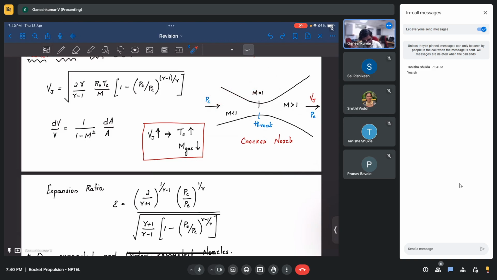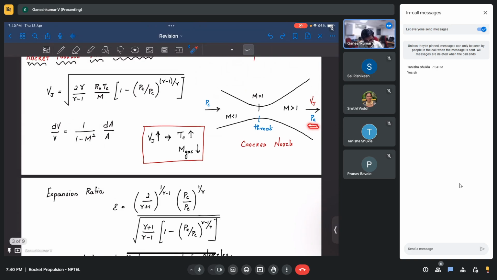So for a given pc by pe, you will have choked mass flow rate, m dot choked, and you cannot increase your mass flow rate above that. That is something you should remember. But if pc by pe itself increases, then the choked mass flow rate keeps on increasing. Let's say I'm fixing the pe, and I keep on increasing the pc, then at that time your mass flow rate keeps on increasing.